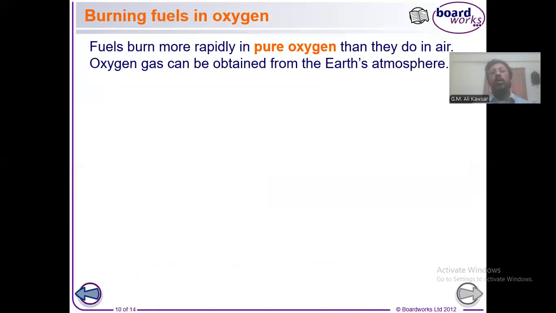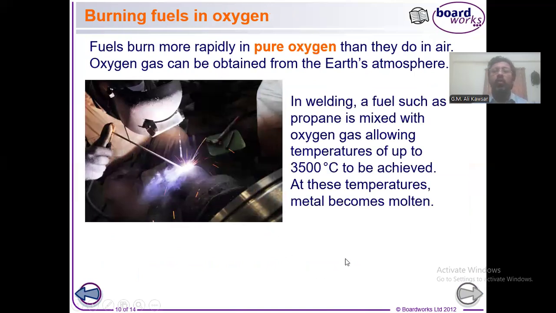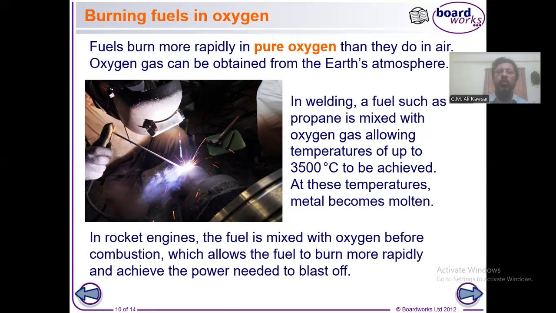It is a fact that whenever any substance is burnt in pure oxygen, not in air, then it will give more heat. Okay. And the burning will be rapid as well. That is why with propane, oxygen gas is mixed, so that it gets more heat, like 3500 degrees Celsius, and at that high temperature, metals can be melted. Air also contains oxygen, right? 21% oxygen. But if we use pure oxygen instead of air, then extra heat will be given. I hope you understood.